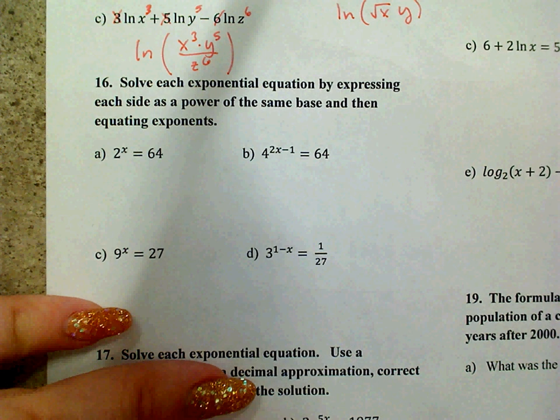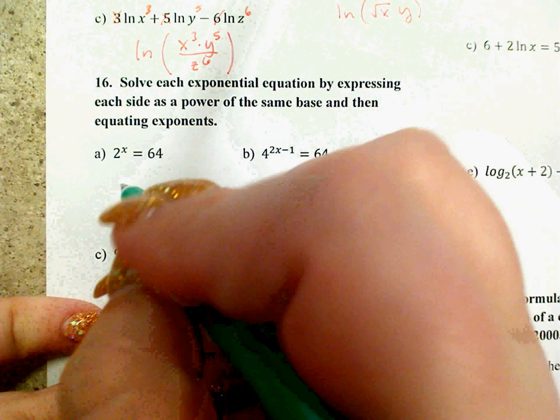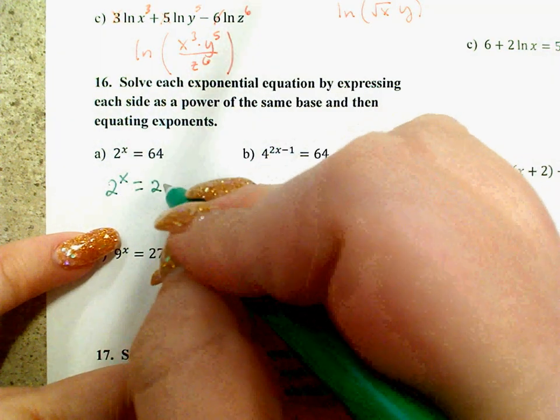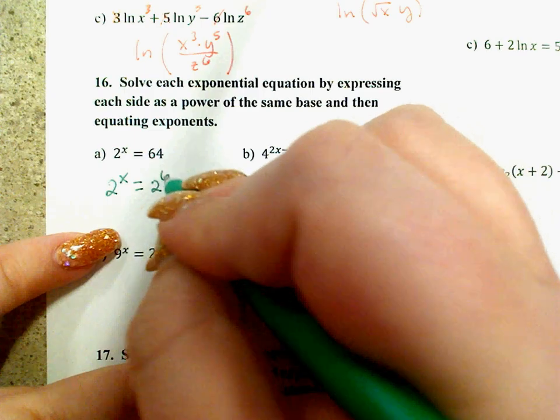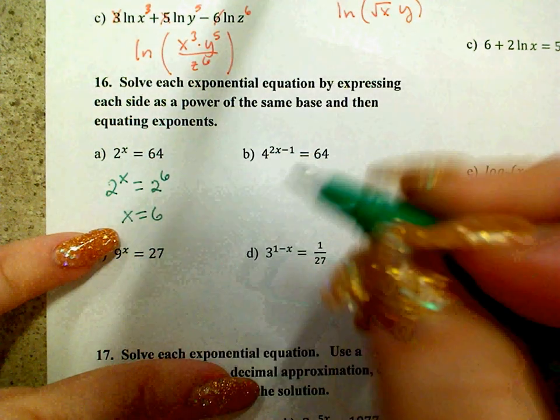Solve each exponential equation by expressing each side as a power of the same base and then evaluating the exponents. So what we know is that 64 is 2 to the 6th power, and the only way 2 to the x equals 2 to the 6 is if x equals 6. And so there's the answer.